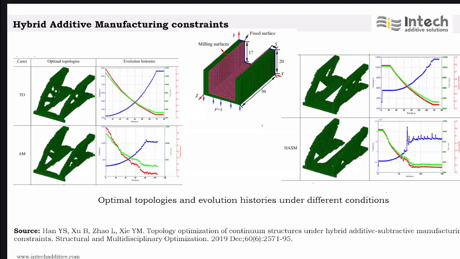And the last constraint is about hybrid manufacturing constraints, where you have hybridization between additive manufacturing and milling. So how do we optimize it? How do you optimize a part for a hybrid process? That is what has been shown. You can see the conventional part, and AM is the part that has been optimized for additive manufacturing. And HASM is nothing but hybrid additive subtractive manufacturing. So that is the outcome that has been done for the hybrid additive subtractive manufacturing process.